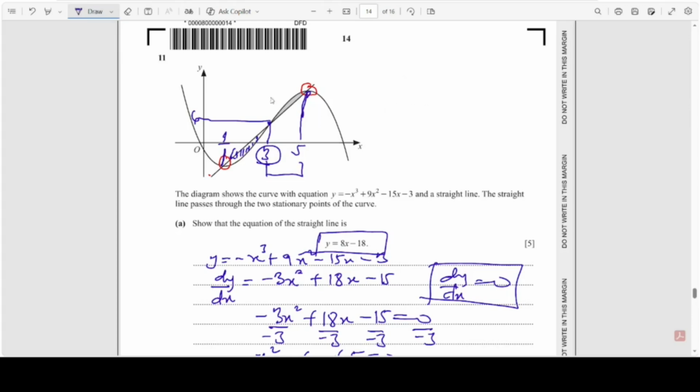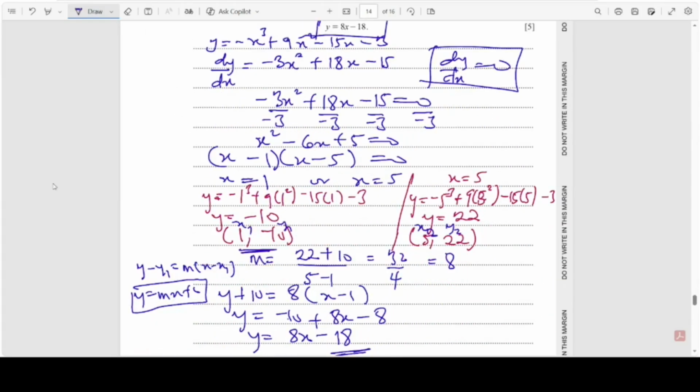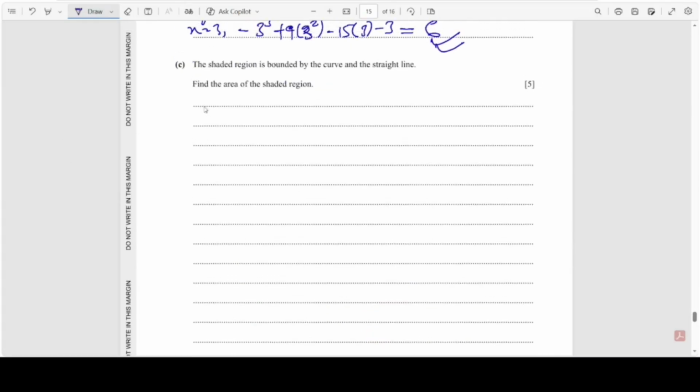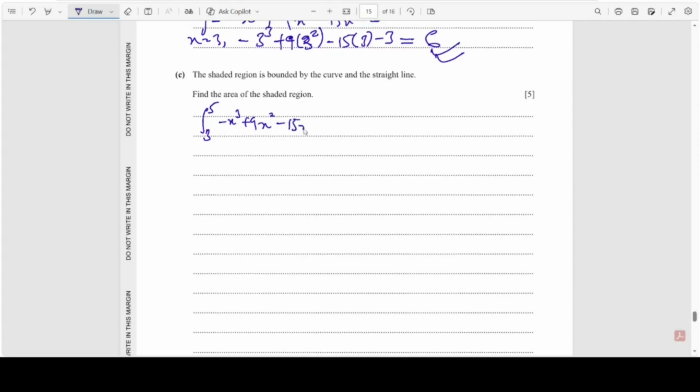Alright, so remember we are going to subtract the straight line's equation from the curve's equation and then integrate that from 3 to 5. Or we can integrate the curve from 3 to 5 and then integrate the line from 3 to 5 and find the difference between the two values. I'm going to do the first one by doing the subtraction and integrating. So we're going to integrate from 3 to 5 the curve's equation, which is negative x cubed plus 9x squared minus 15x minus 3. Then we subtract the line's equation.